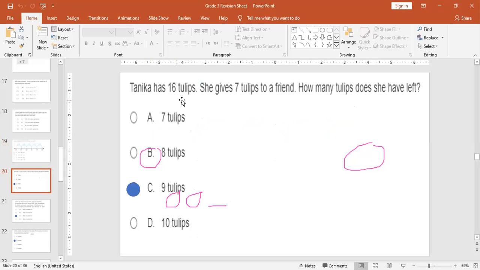Tanika has 16 tulips. She gives 7 tulips to a friend. How many tulips does she have left? 7 or 8 or 9 or 10. So if she has 16 and she gives 7, what do you think we will do? We will do minus. It will be 9 tulips. It's very easy.